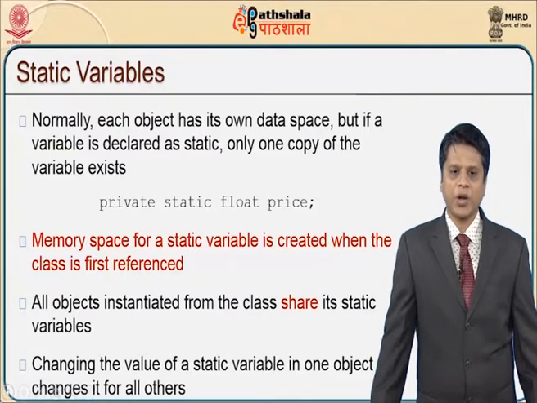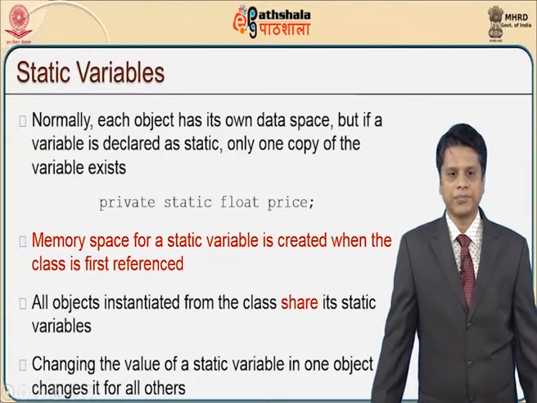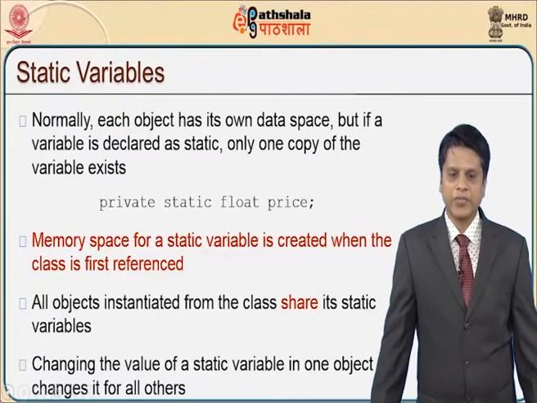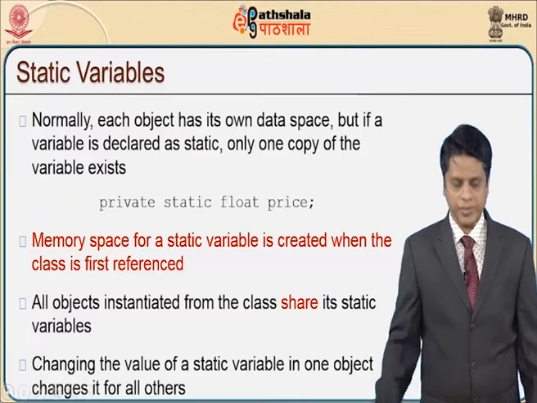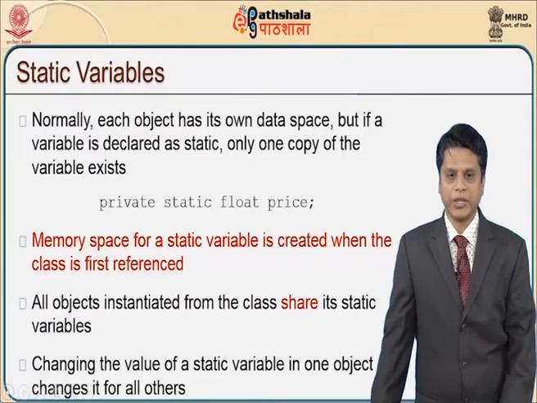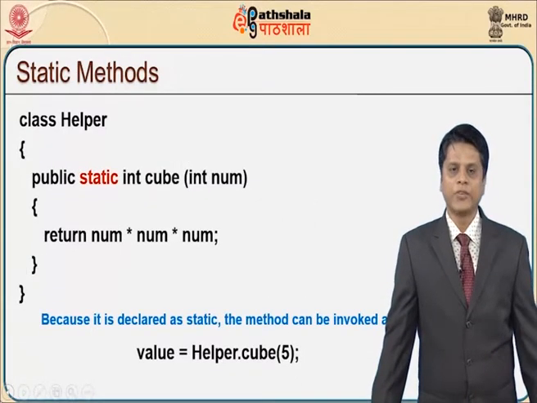Memory space for a static variable is created when the class is first referenced. All objects instantiated from the class share its static variables. Changing the value of a static variable in one object changes it for all the other objects within this particular class.